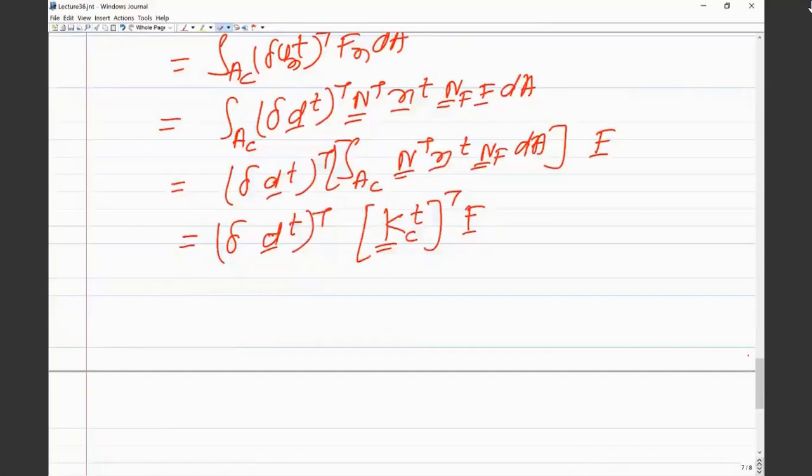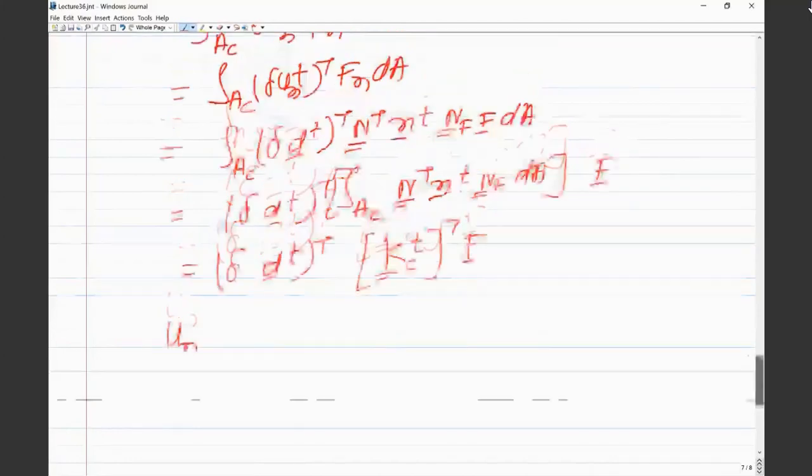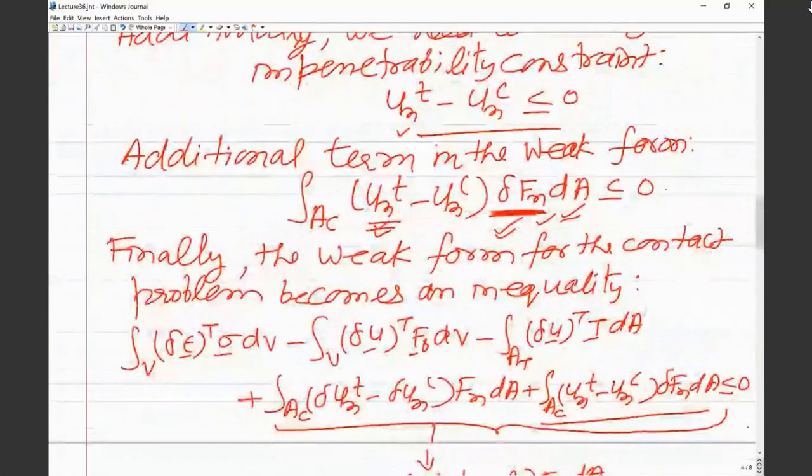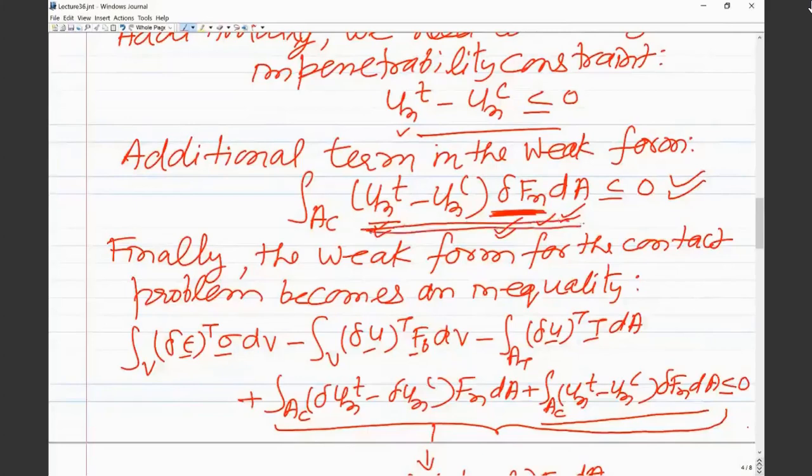And now let us do a similar thing for the contactor body. For the contactor body we will use UNC. The second term we have calculated is the one figuring in the weak form. The first one, UNT into delta FN, is coming in the impenetrability constraint, the inequality that ensures target and contactor bodies cannot penetrate one inside the other. So the first term I calculated is for writing down this particular constraint in the element level form. Yes, we will be using that later.